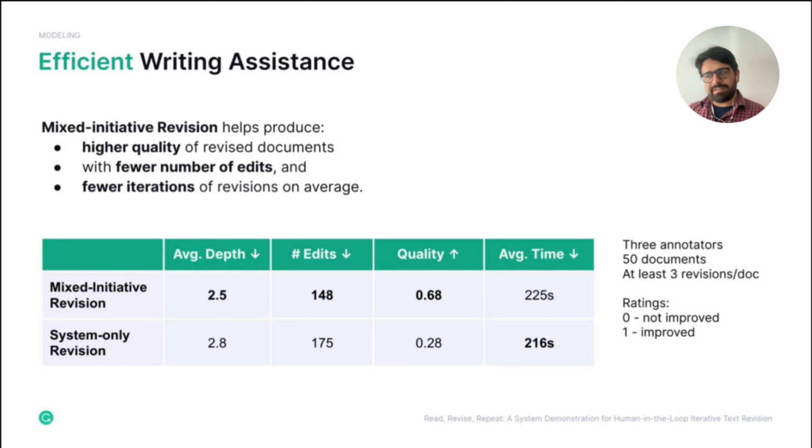And we can see in the results that human-machine interaction helps produce higher quality of revised documents with a fewer number of edits and fewer iterations of revisions on average. And this validates the effectiveness of human feedback in the revision process, which can help filter out noisy edits and further improve the quality of the final revised documents. Another interesting insight is that the mixed initiative setting had led to a slower revision process, which means that while the amount of work was reduced, it still made people slower as they had to evaluate the system suggestions more. And this is something that we plan to address in future work.